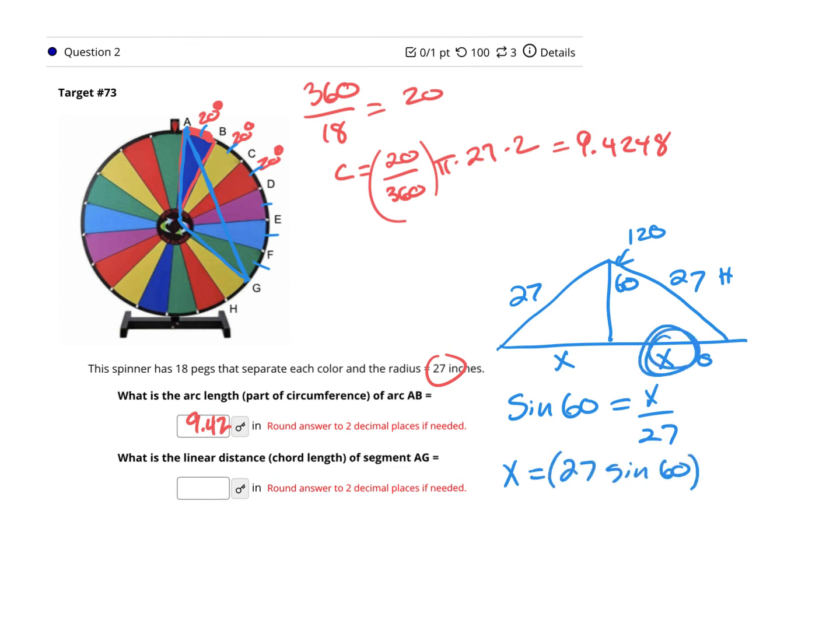Now, since that will give me 1x, since there's 2x, I have to multiply that by 2, and when I do that, take 2 times 27 times the sine of 60, I end up with 46.7654. So I'm going to put in here 46.77, and that should be my answer there.